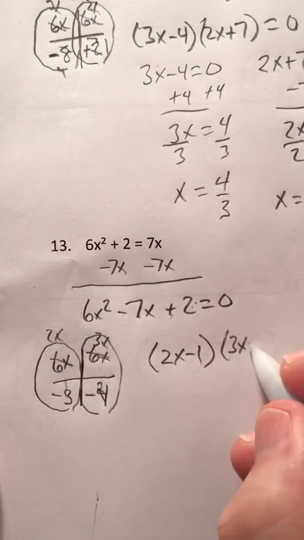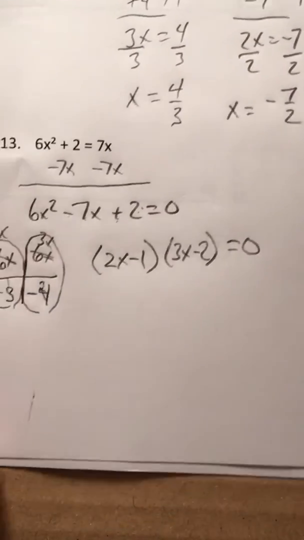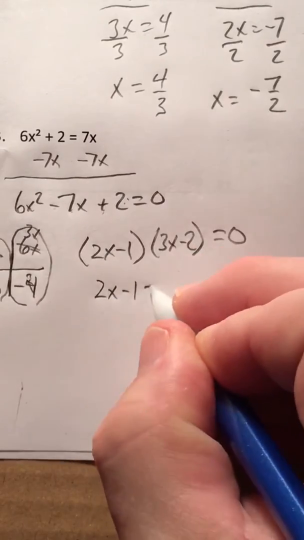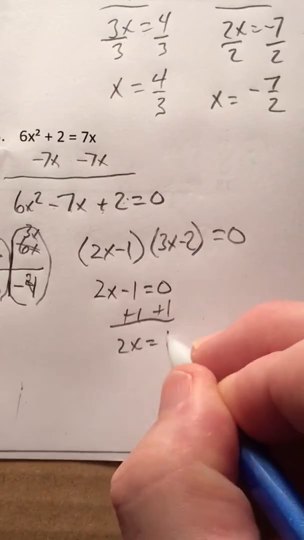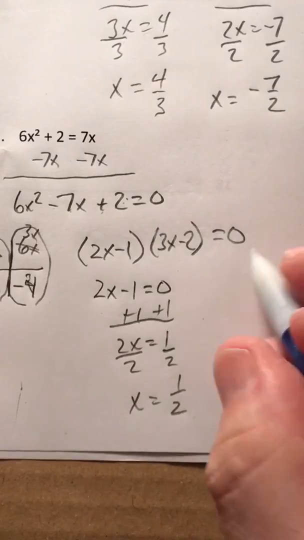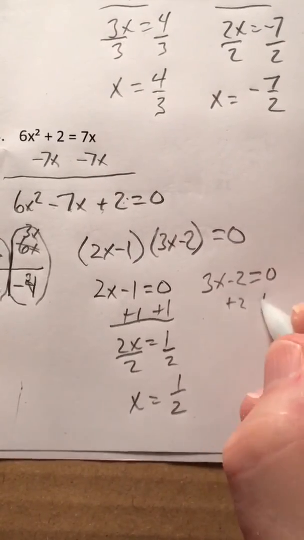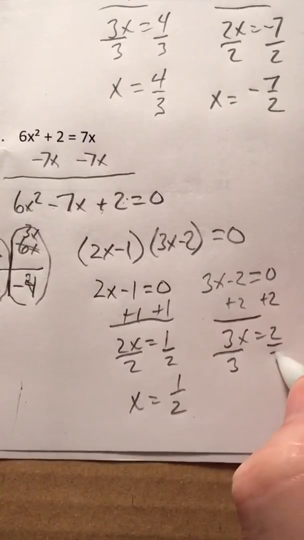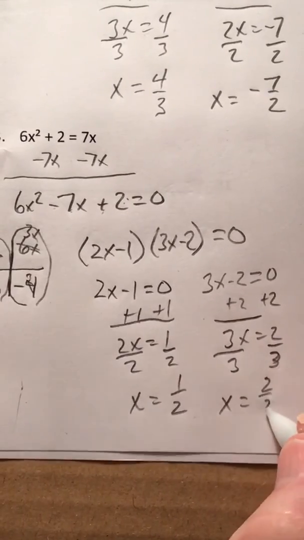So 3x minus 2 equal to 0. All right, now we set them equal to 0, so 2x minus 1 equals 0. Add 1. 2x equals 1. And then divide by 2. We get x equals 1/2. And then our 3x minus 2 equals 0. Add 2. We get 3x equals 2. Divide by 3. And we get x equals 2/3.